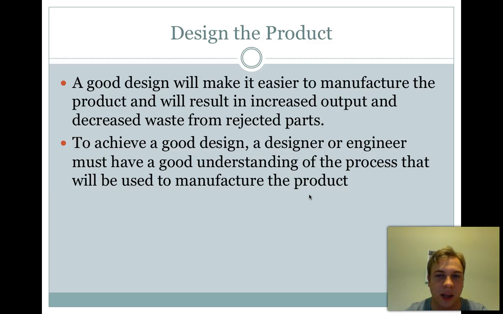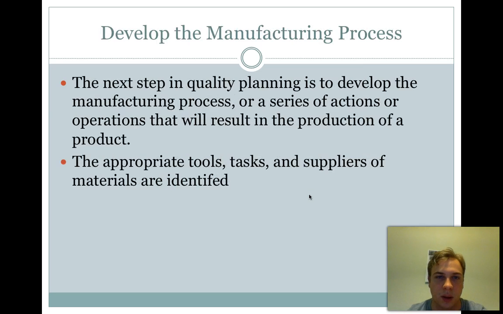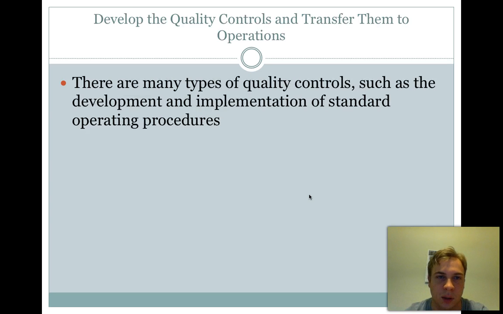Design the product. A good design will make it easier to manufacture the product and will result in increased output and decreased waste from rejected parts. To achieve a good design, a designer or engineer must have a good understanding of the process that will be used to manufacture the product. Develop the manufacturing process. The next step in quality planning is to develop the manufacturing process, or a series of actions or operations that will result in the production of a product. The appropriate tools, tasks, and suppliers of materials are identified. Develop the quality controls and transfer them to operations.